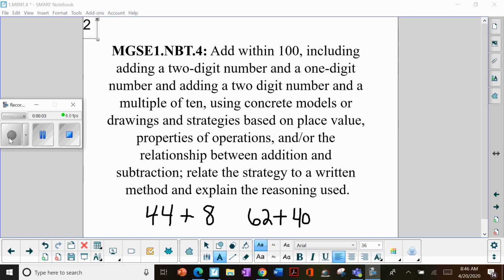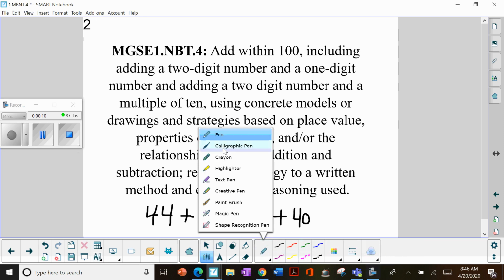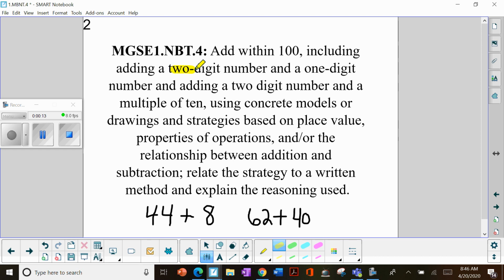All right, boys and girls, we are adding within 100 where we could have a 2-digit number and a 1-digit number that we're adding, or we could have a 2-digit number and a multiple of 10. So the 2-digit number and the 1-digit number is demonstrated with 44 plus 8, and the 2-digit number and a multiple of 10 is represented with 62 plus 40.